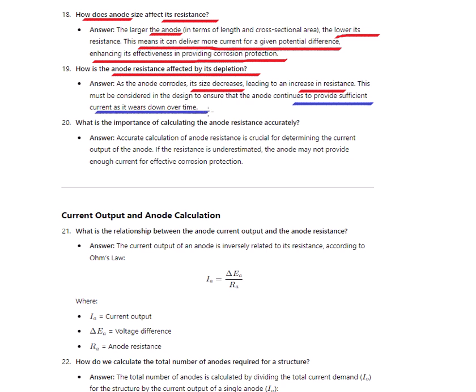What is the importance of calculating anode resistance accurately? Accurate calculation of anode resistance is essential for determining the current output of the anode. The current output depends completely on the anode's resistance. If the resistance is underestimated, the anode may not provide enough current for effective corrosion protection.